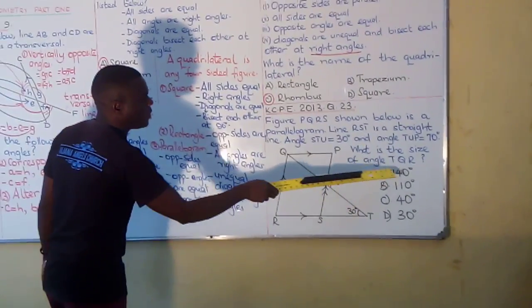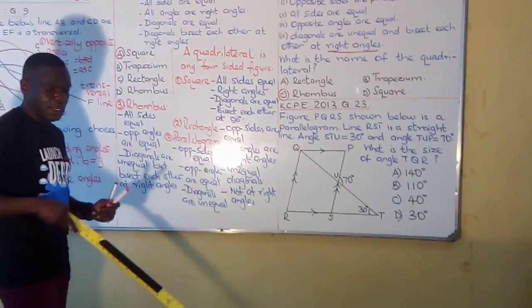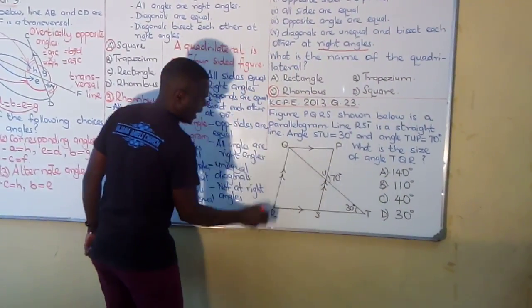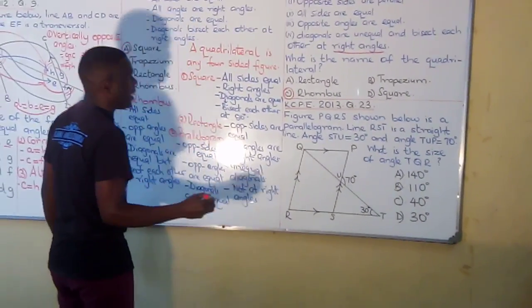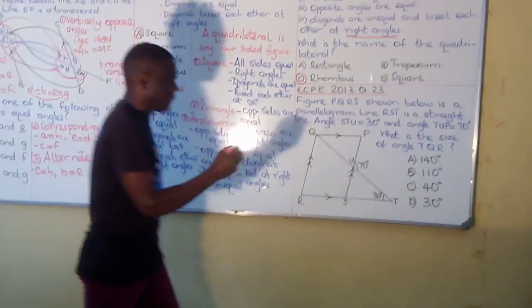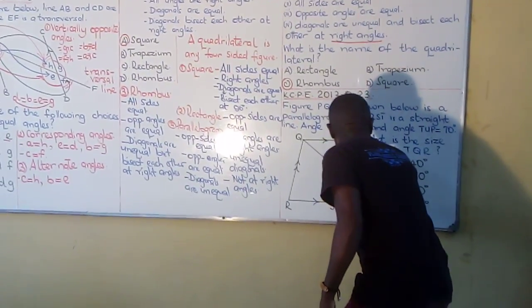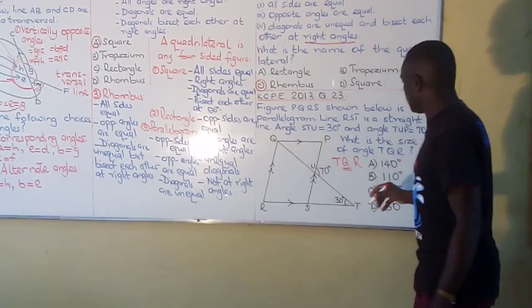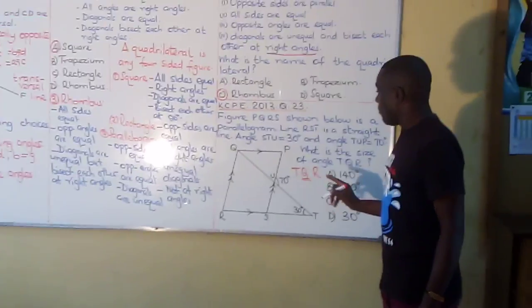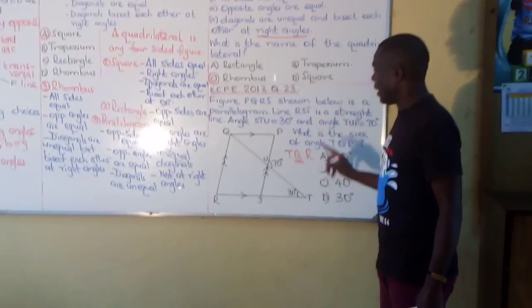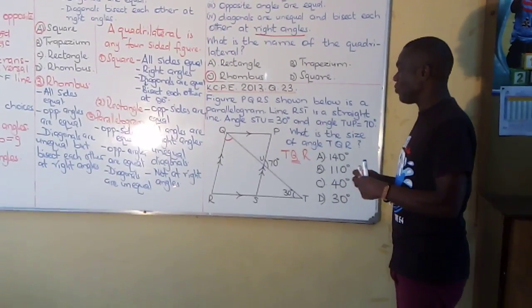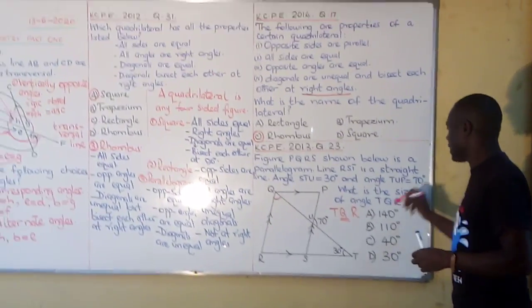What is the size of angle TQR? Let us identify angle TQR. Where is T? This is TQR. Angles are identified with the middle letter, so the middle letter is Q. So TQR is the angle between T and R located at Q. That's how we identify the location of an angle. So what is the size of that angle?